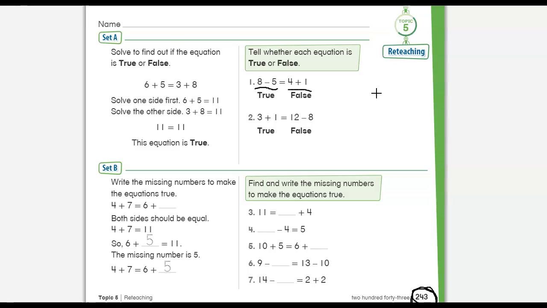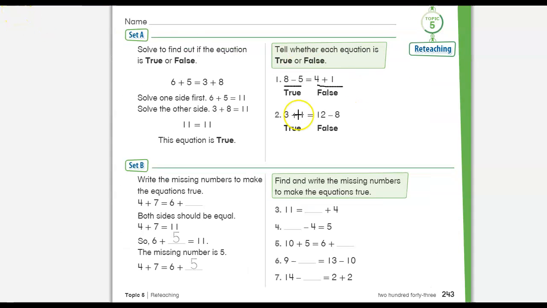then solve the other, and see if they equal each other. If they do, this equation is true. If they do not, then the equation is false. So now is a good time to pause the video so that you can work on number 1. When you press play on the video, we will begin to solve.